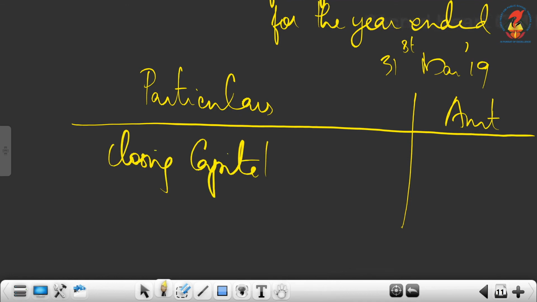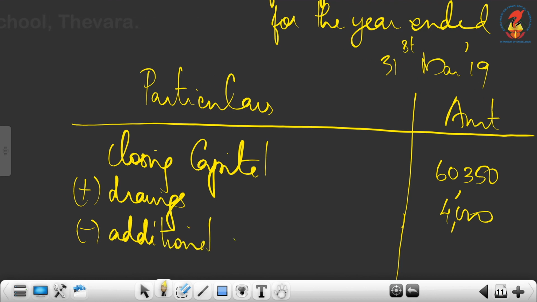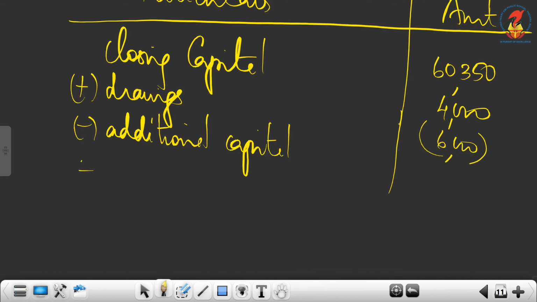Closing capital 60,350. Add drawings 4,000. Less additional capital, which is directly, you know, these are directly given, drawings and additional capital. What is additional capital figure? That is 6,000, which is within brackets because it is less figure. Less opening capital. Opening capital here is 35,800.